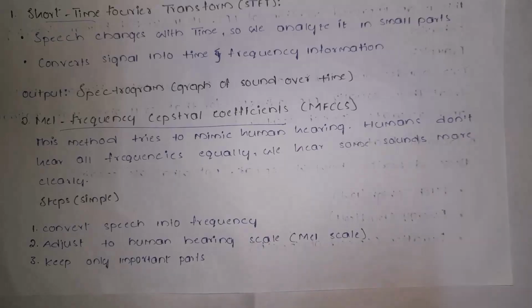At first, our speech is converted into frequency, and then scaling is done. That is nothing but adjusting our voice. After scaling is done, only important parts are kept. That is nothing but after removing background noise, only important information is kept. Based on that, the system will understand our voice.